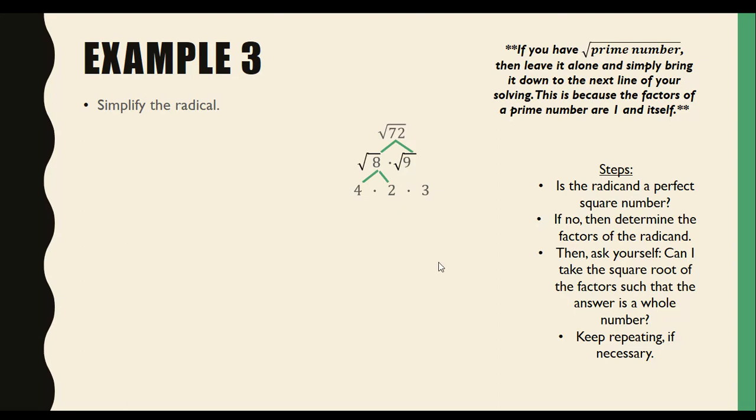Okay, and then I'm going to take the square root of 4 and the square root of 2. Well, 4 is a perfect square number. Its answer is 2. The square root of 2 is prime. That radicand is prime, so I'm just bringing down that whole term. Now remember that 3 doesn't have the square root symbol anymore because we completed the square root of 9.